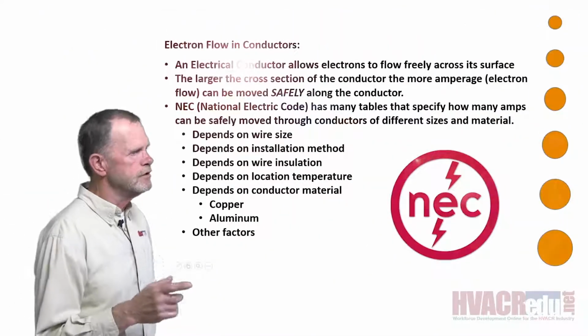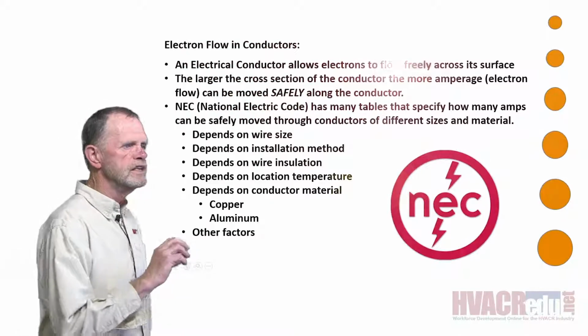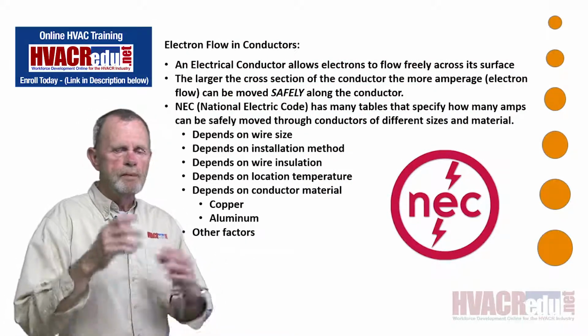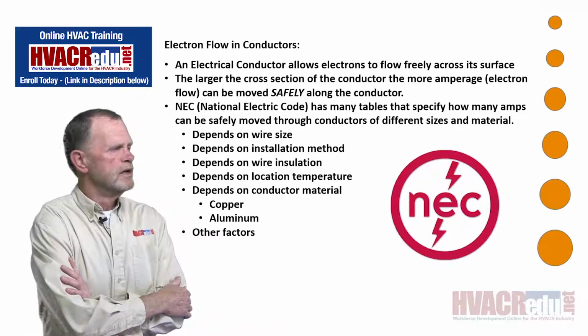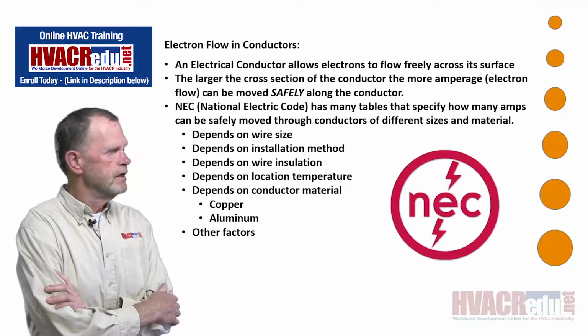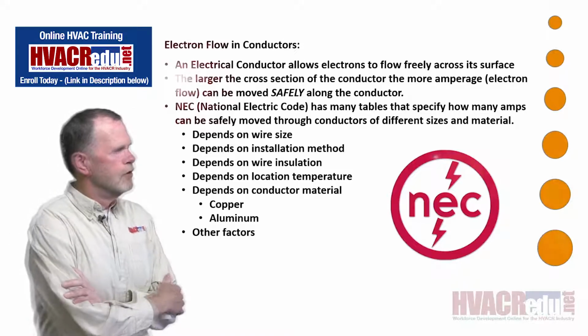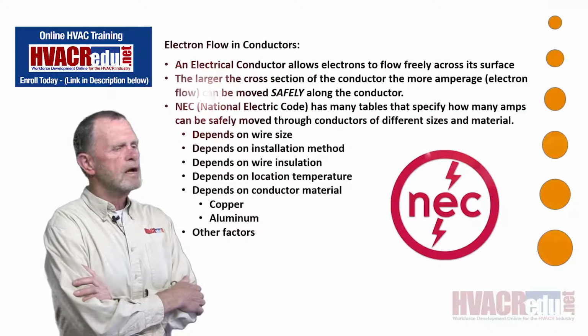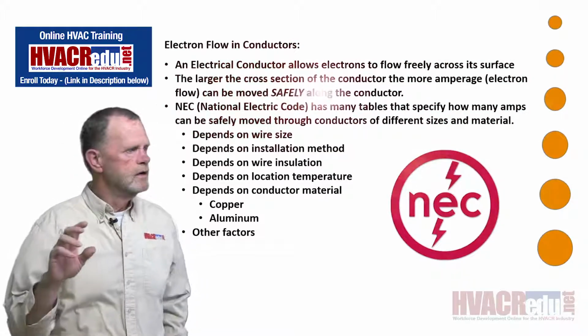Electron flow in conductors. An electrical conductor allows electrons to flow freely across its surface. Once again, we're back to copper, or maybe aluminum. But you're not going to see aluminum in much wiring other than the utility side. They use aluminum. The larger the cross-section of the conductor, the more amperage electron flow can be moved safely along the conductor.